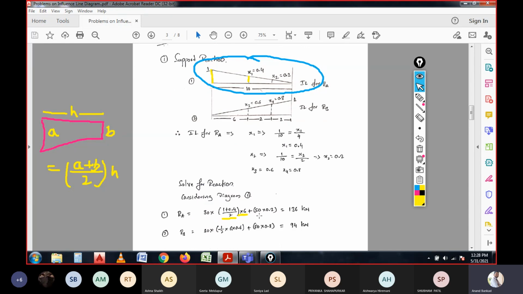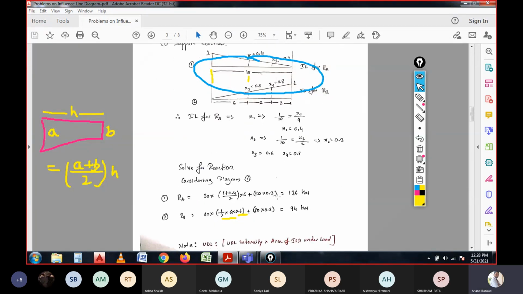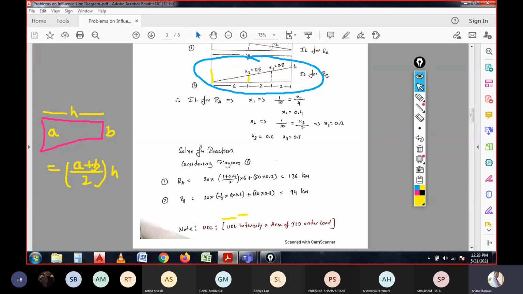So that is written as 50 into 0.2. Now again, if you consider this diagram for reaction at B, here it is 50 into 0.8. That is again we have considered that 30 kilonewton of uniformly distributed load which is acting on the area of the triangle, having the height of 0.6 and the length of 6 meter, the half base into height with the intensity of load, plus we have 50 into the coefficient value of 0.8.